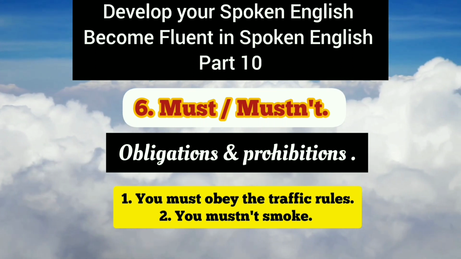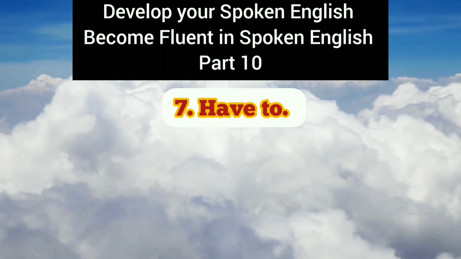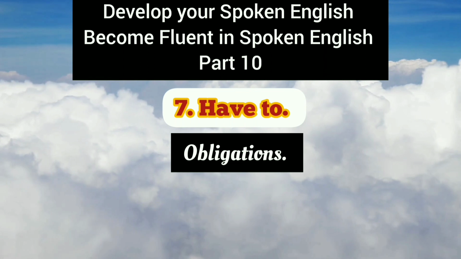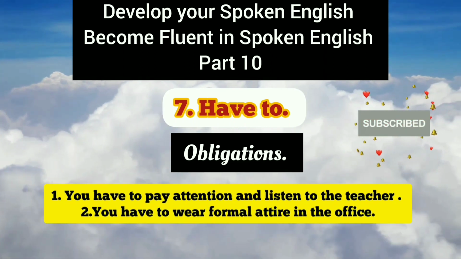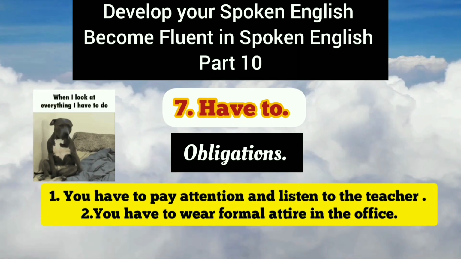So up next we are going to see the seventh one, that is have to. Have to is also quite similar to must. It is also used for obligations. So let us see some sentences. You have to pay attention and listen to the teacher. That means it is quite mandatory, right?